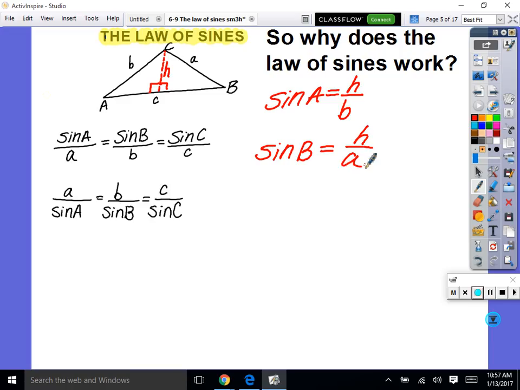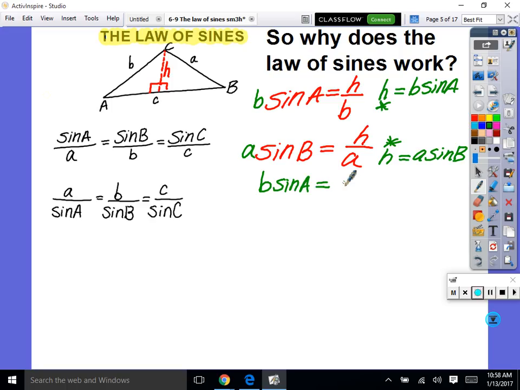Okay. Now let's solve for H over here. We're going to multiply both sides by B. So we have H is equal to B sine of A. Now we're going to solve for H in the other one. So we'll multiply both sides by A. So we have H is equal to A sine of B. Everybody good? Look, H and H. What are those H's equal? If this is H and this is H, then they're both equal to each other, right? So we would say B sine of A equals A sine of B.